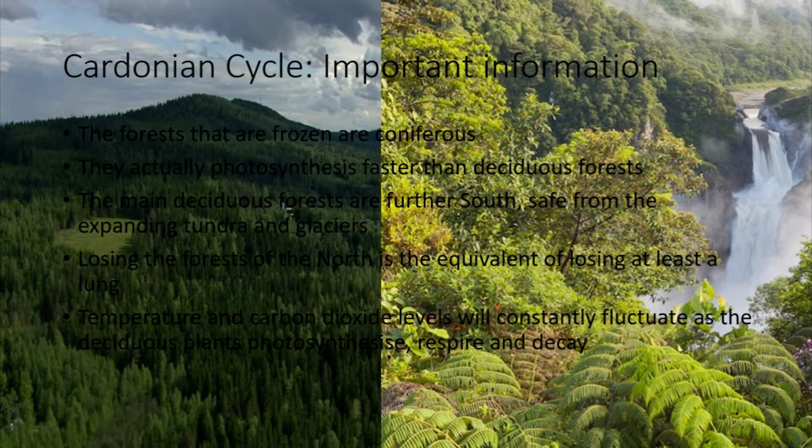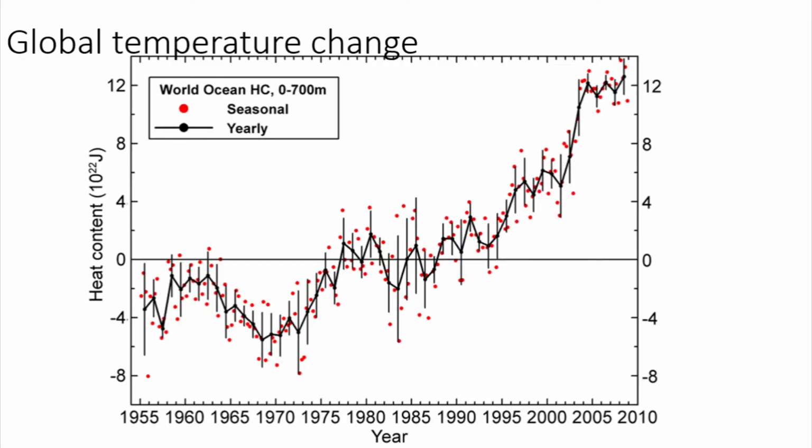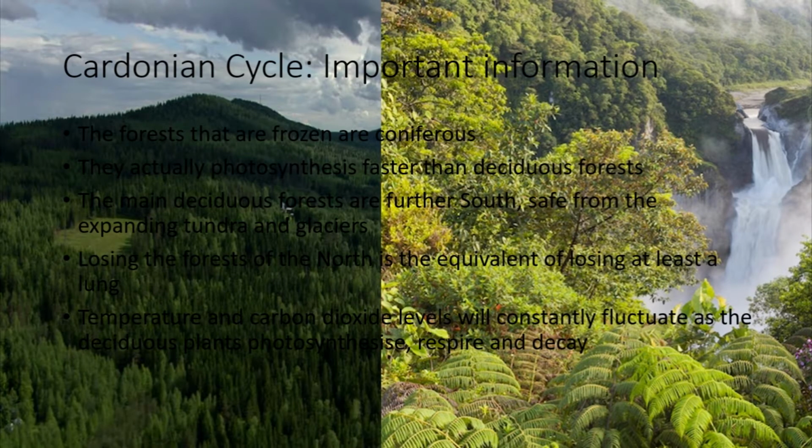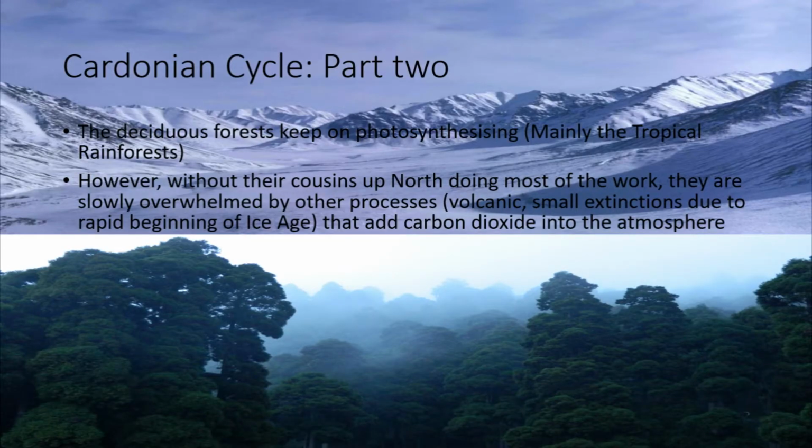So although the temperatures drop slightly, because they're near the equator, they stay warm. The temperature and carbon dioxide levels will constantly fluctuate as deciduous plants photosynthesize, respire, and decay. Going back to this slide, the levels would fluctuate more. There's not much coniferous forest photosynthesizing year-round to maintain the base level of photosynthesis. And so the deciduous forests keep on photosynthesizing. However, without the cousins up north doing most of the work, they're slowly overwhelmed by processes like volcanic eruptions and small extinctions due to the advancement of the glaciers. Species that are stuck on islands that can't move, they die. And this adds carbon dioxide into the atmosphere.